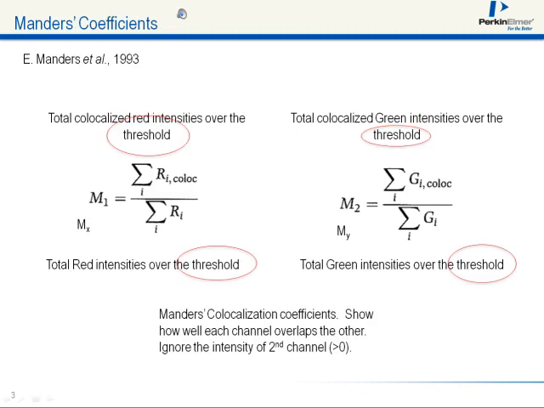Manders introduced further coefficients in a paper in '93, of which the most popular and useful proved to be M1 and M2, or Mx and My as we call them in Velocity. Now they do require the setting of a threshold to separate signal from background, but they're really simple. Mx is the total colocalized red intensities over the threshold divided by total red intensities over the threshold. And My is the total colocalized green intensities over the threshold divided by total green intensities over the threshold.